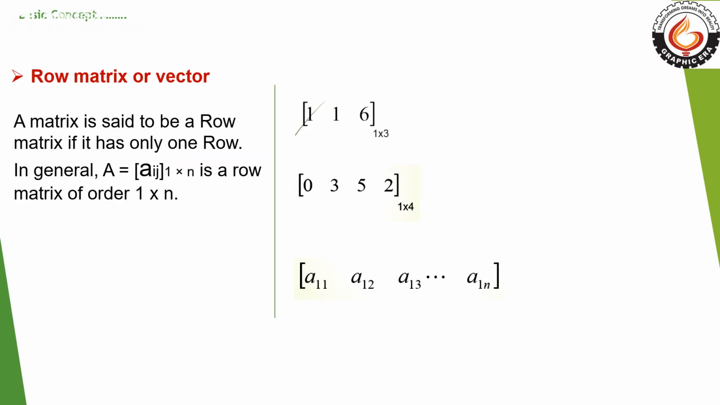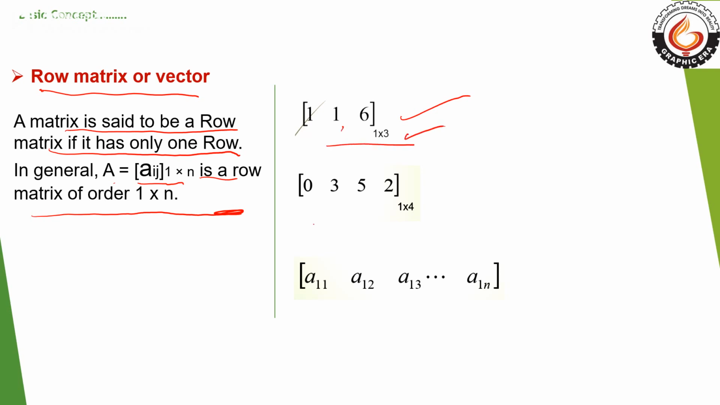Now the next, row matrix. A matrix is said to be a row matrix if it has only one row. Or in general, we say A = [Aij] 1 cross n, meaning a row matrix of order 1 cross n. Here are some examples: 1, 1, 6, the order is 1 cross 3. This is 1 cross 4. Or this is the order of 1 cross n, meaning it has one row but we have n columns.